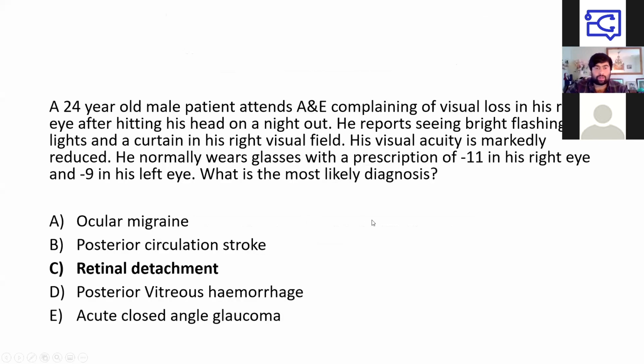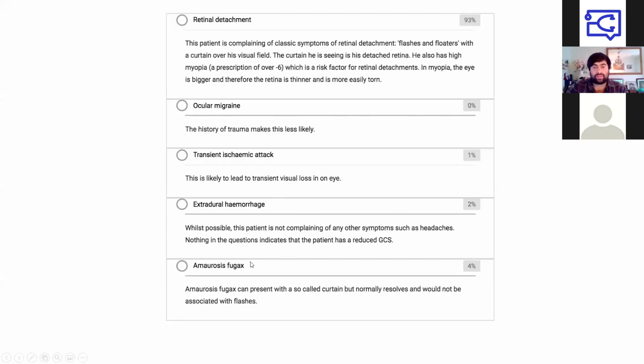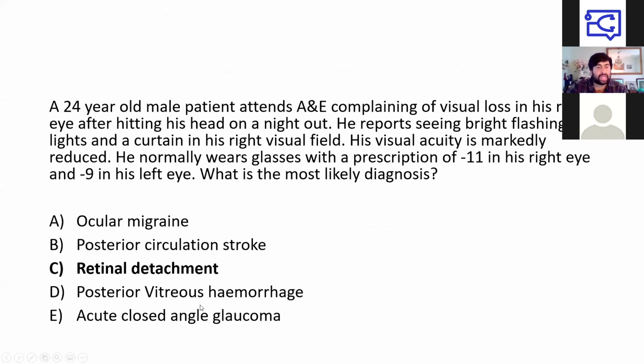Extradural hemorrhage. Sorry, these are different answers from the options here. So if we go through the ones here, posterior circulation stroke, again, with the history of trauma and being a high myope, I would not select that as the right answer. Posterior vitreous hemorrhage, not something that would present like this.